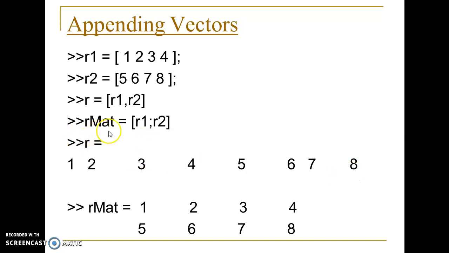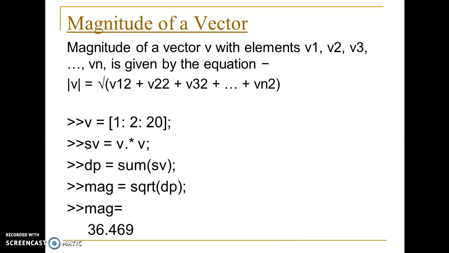And if I write RMAT is equal to R1 semicolon R2, now here the two row vectors are separated by a semicolon. So the appending takes place as RMAT is equal to 1, 2, 3, 4. Next row it is 5, 6, 7, 8. In this way, appending of vectors takes place.